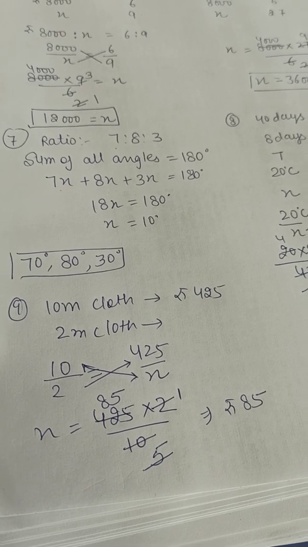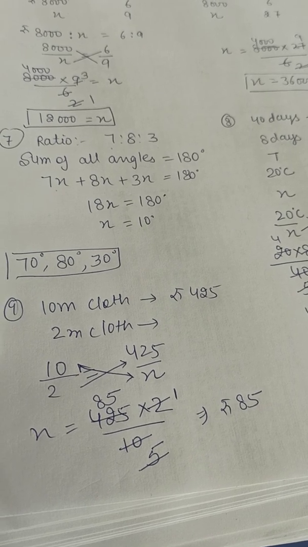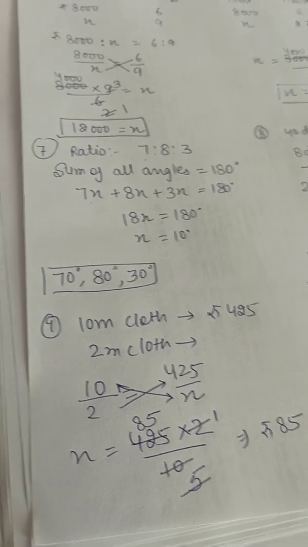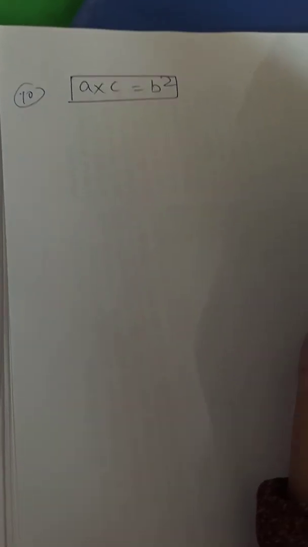If the mean proportion of 104 is also the mean proportion of x and 50, so find the value of x. Now here they are talking about the mean proportion. So mean proportion is what? Product of extremes equals product of means. That is a multiply c equals b square. This b is known as mean proportion.